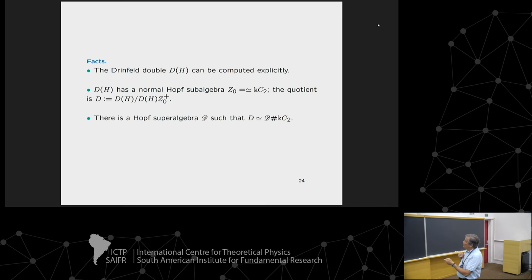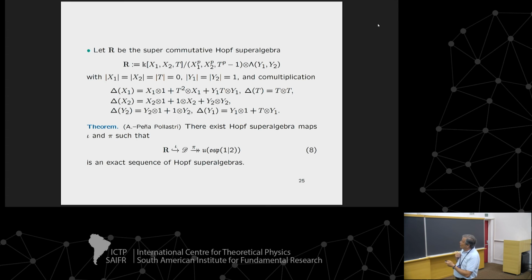From this D, we observe that this D is the bosonization of a Hopf superalgebra, calligraphic D, with C2. This is how one goes from Hopf superalgebras to Hopf algebras. Okay, so to understand D of H, we are reduced to understand this calligraphic D. So for this calligraphic D, we observe the following.